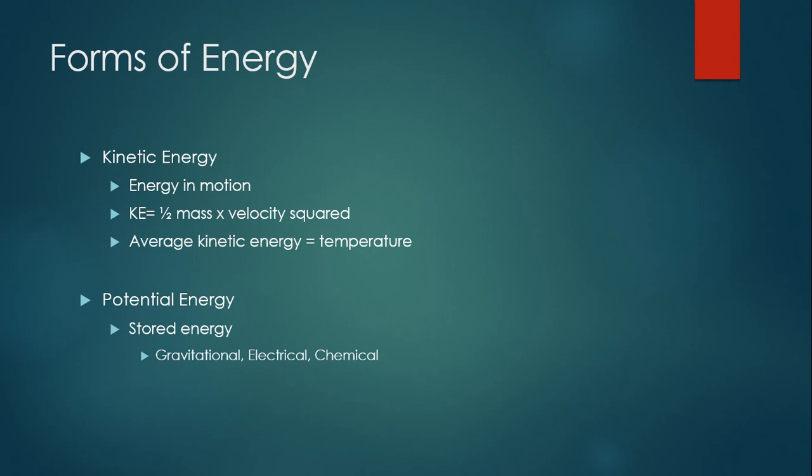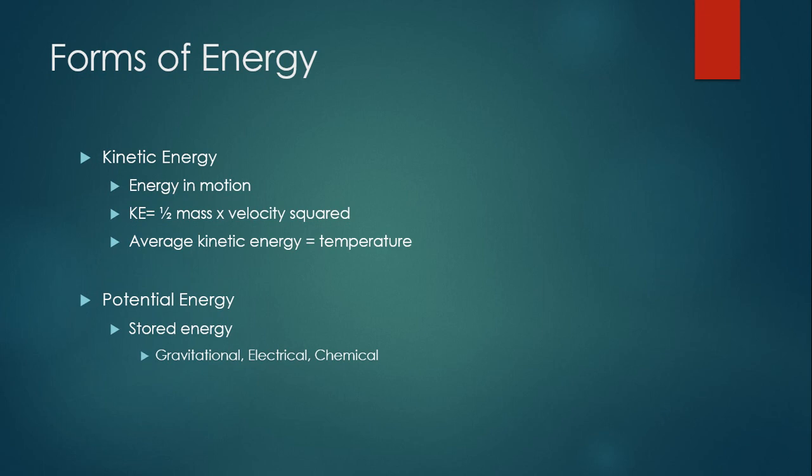Kinetic energy, which is energy in motion, so a bike rolling down a hill, or a person running, or the motion of the molecules in a solid or a liquid or gas. All those are kinetic energy. The general form is kinetic energy is equal to 1/2 of the mass of the object times its velocity squared. You don't usually use that too often in chemistry, but it's a good reminder.